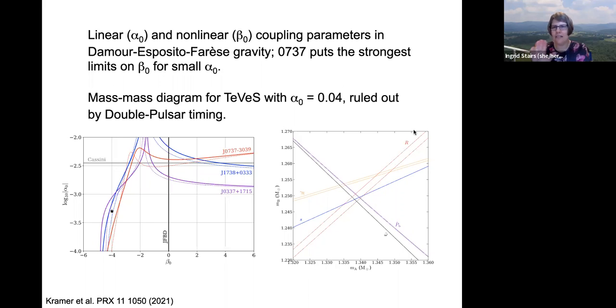So TeVeS as a whole, LIGO sort of ruled that out a little bit, but we just want to show that we can certainly do that as well here. So we've got the mass ratio, gamma is way up north here, and the other parameters, the Shapiro delay, PB dot and omega dot, they don't line up, and you can't fiddle with the moment of inertia to get them to line up. There's nothing to be done here, right? This is just an absolute failure of this theory with that particular parameter, as an example of what we can do here.